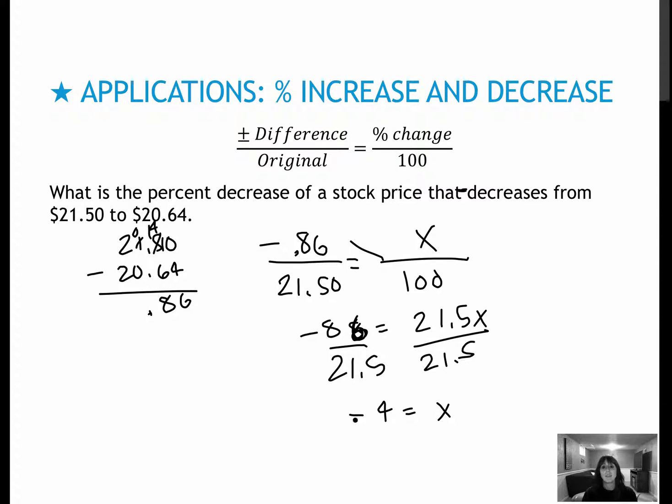So what does that tell me? It tells me that there is a decrease of 4%. Negative tells me that it's a decrease.